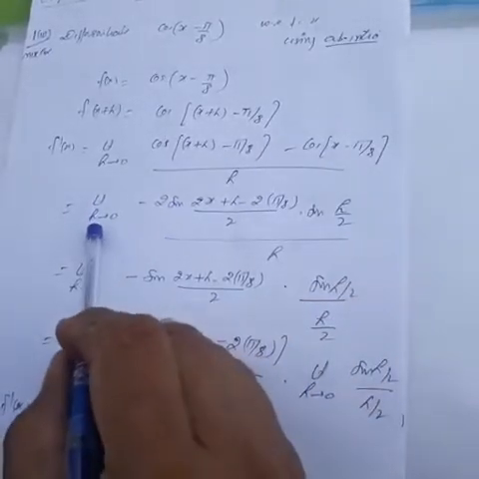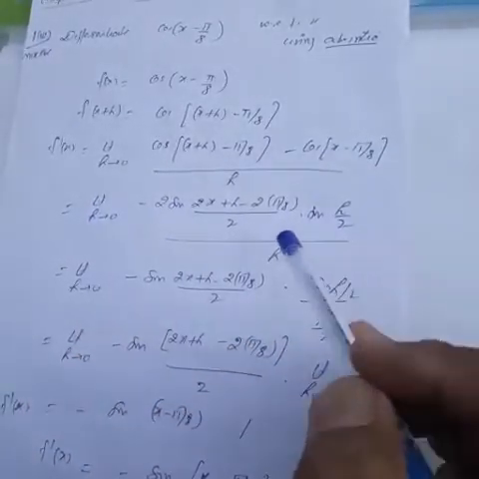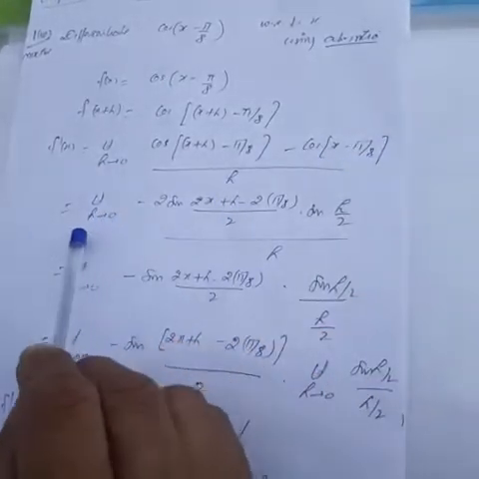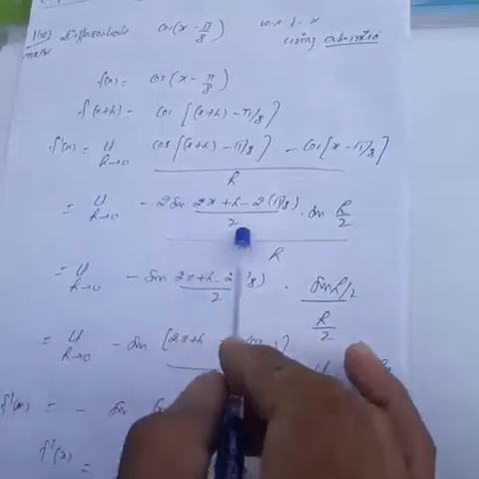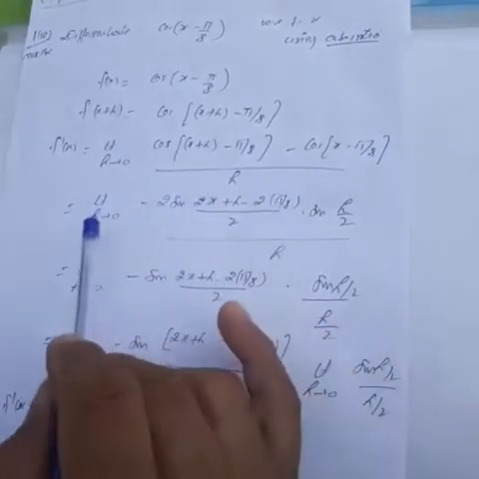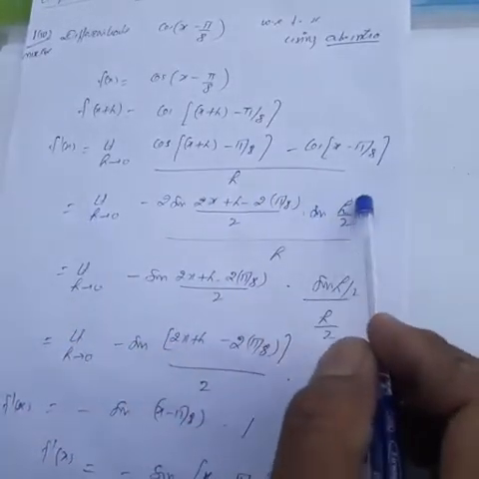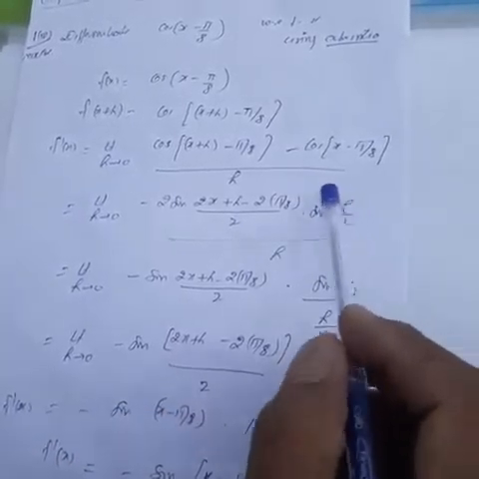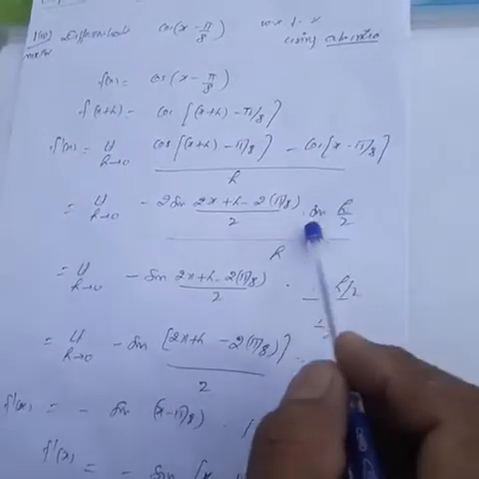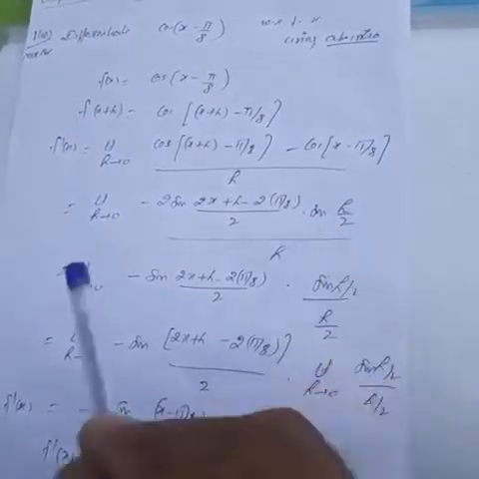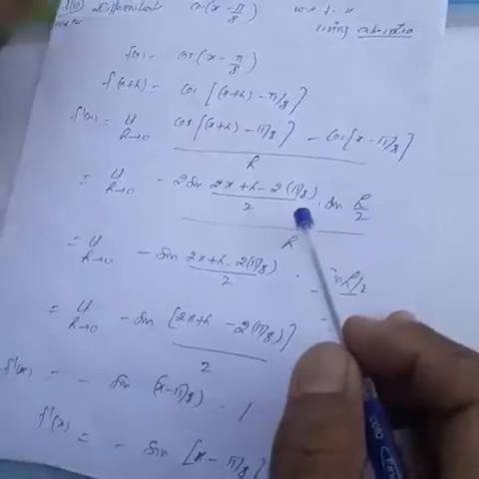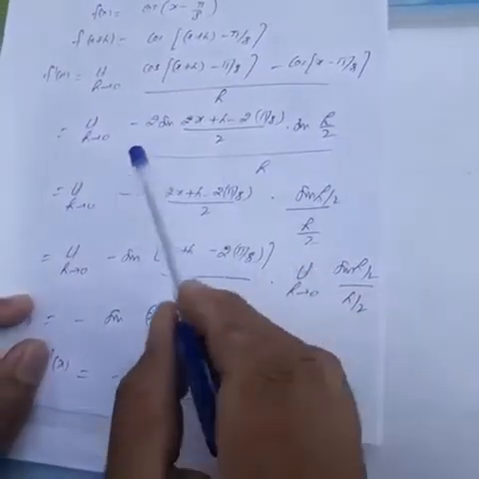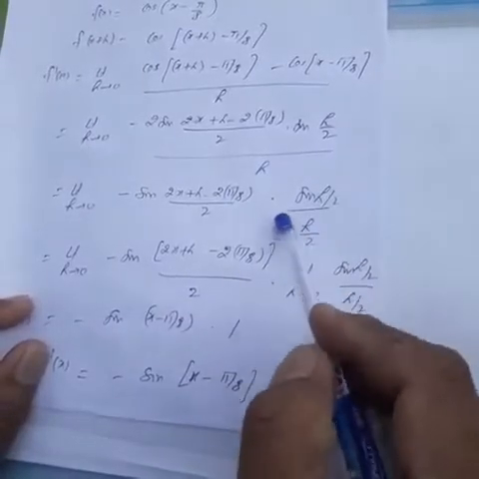Now still when you apply the limit, it is still 0 upon 0. Which term will be reduced to the standard form? When you put h as 0, this function is not 0. When you put h as 0, this function is 0. It means the 0 upon 0 form is because of this sine h by 2. So we will reduce this sin h by 2 to the standard form. So you apply the standard form. It means we must have h by 2 here in the denominator. So you can take this 2 here. You can write like this.